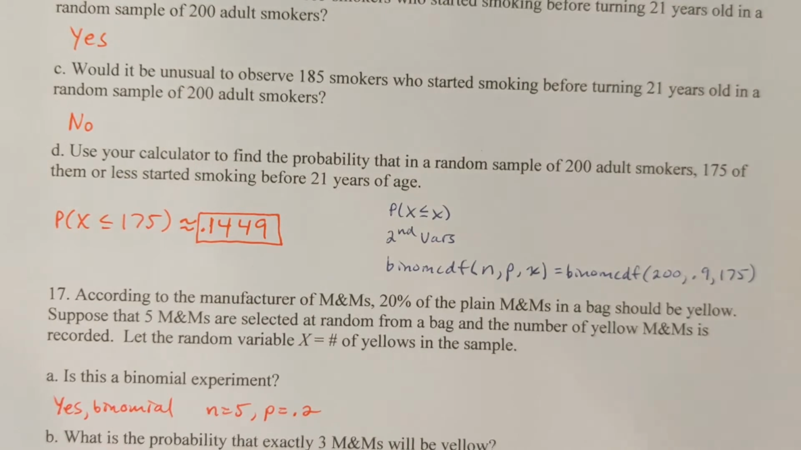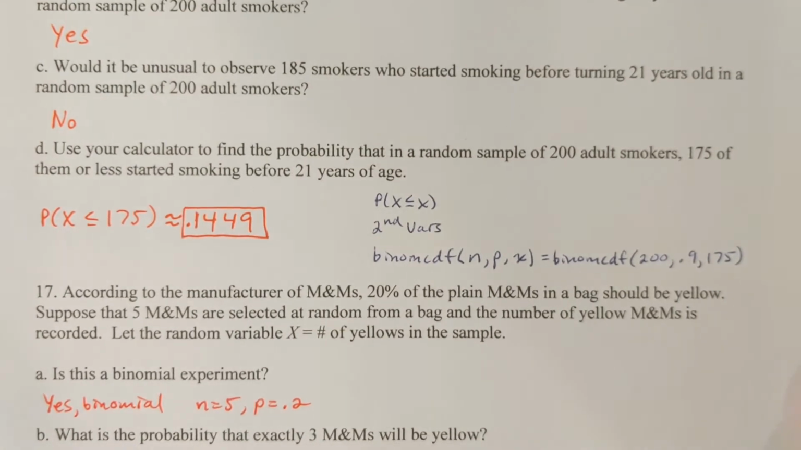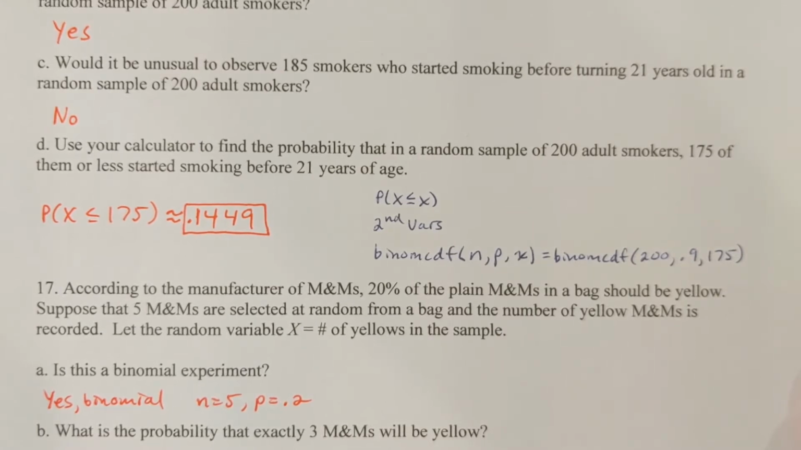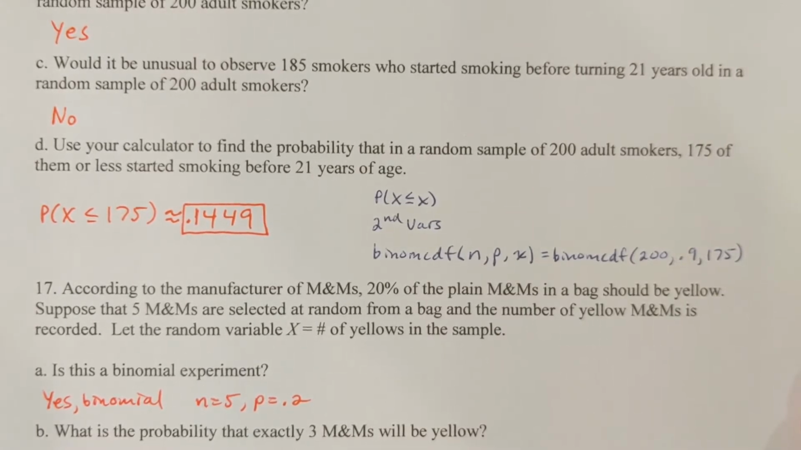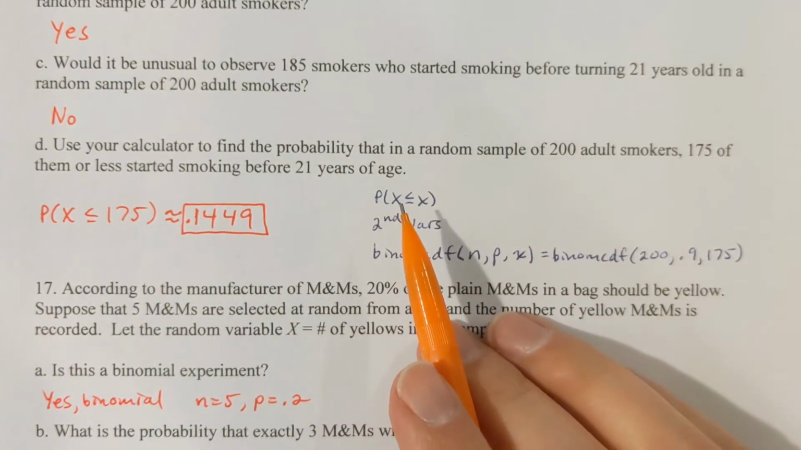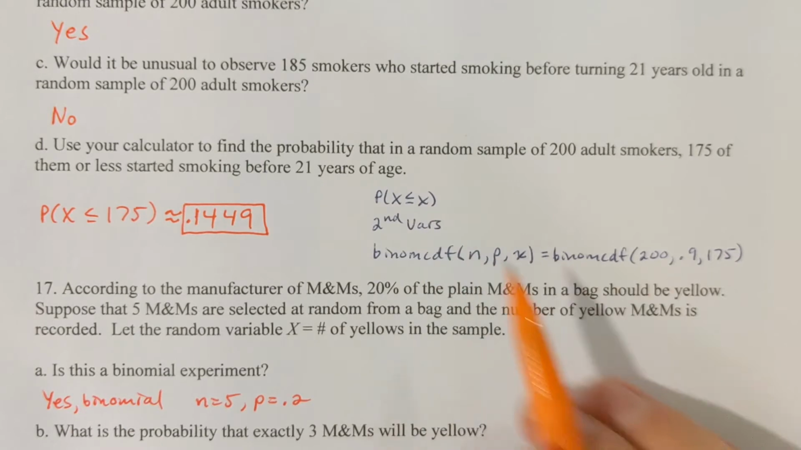Okay, now obviously in a situation like this, the calculator would come in handy. But this would be how you'd calculate several probabilities if it were a less than or equal to situation.